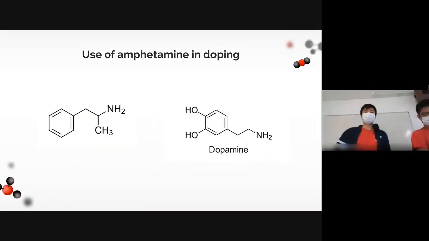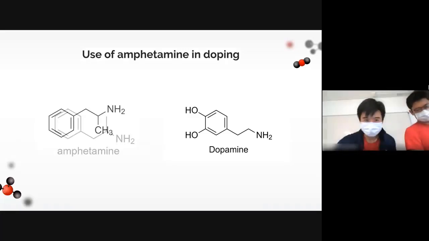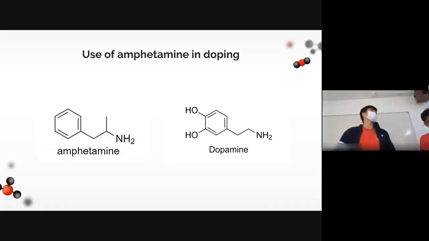But before we introduce how amphetamine reacts with our body, we must first introduce this guy called dopamine. And dopamine is naturally produced in our body. Now, doesn't amphetamine look like dopamine? Yeah, it does. Okay. Thank you for your answers.